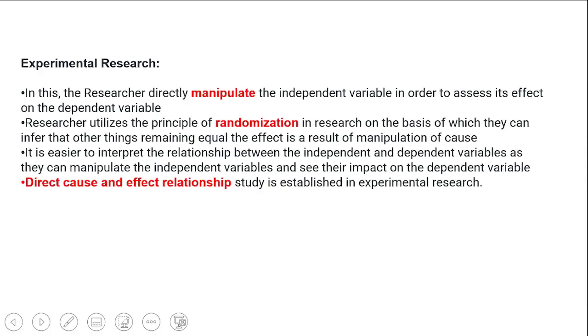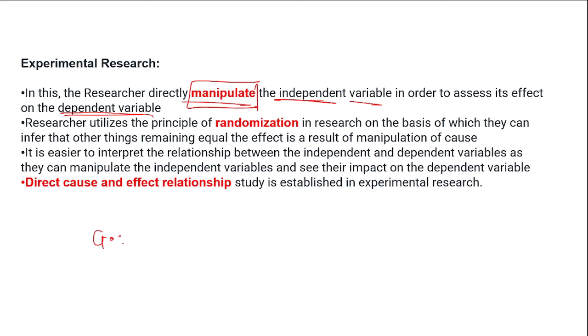Let's see what is experimental method or experimental research. In experimental research, the researcher can directly manipulate the independent variable, to see the effect on the dependent variable. Let's see an example, global warming.